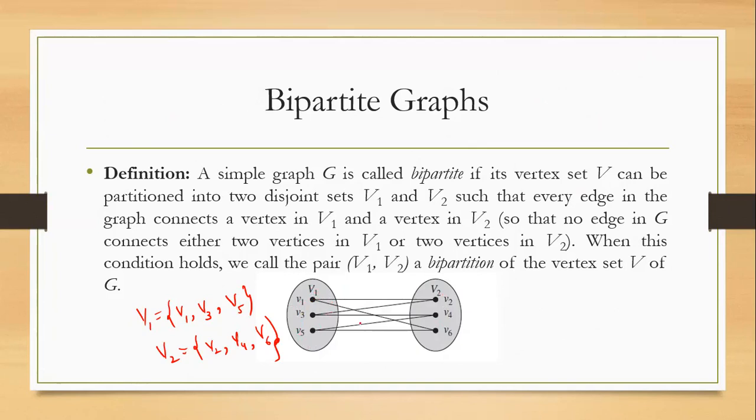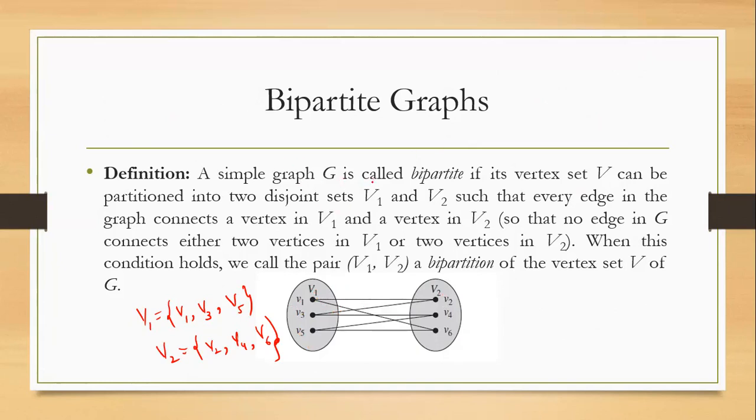So this kind of graph, where we can divide the vertex set and make sure that the vertices of the first set are not connected to the vertices of the first set itself, is known as a bipartite graph. So let's see the definition now.